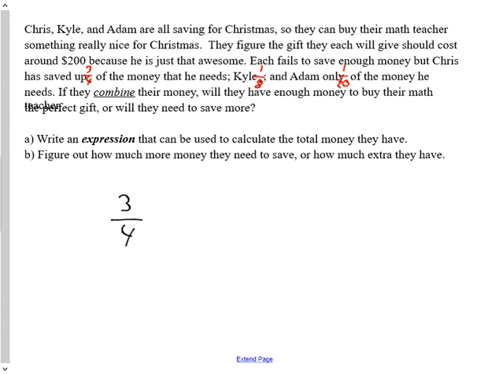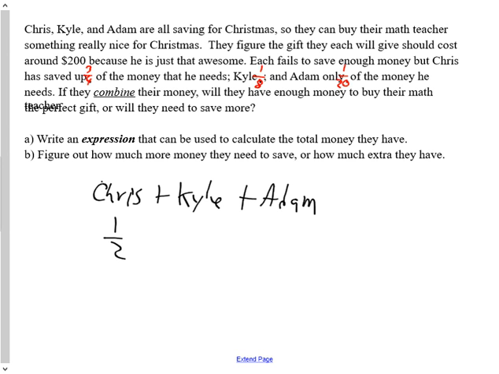So Chris plus Kyle plus Adam. Now, for example, if Chris saved up half the money and Kyle saved up half the money, would they have enough money? Right, because we know a half plus a half equals 100%. If we're thinking percentages instead of fractions, 50% plus 50% would equal the 100% they need.